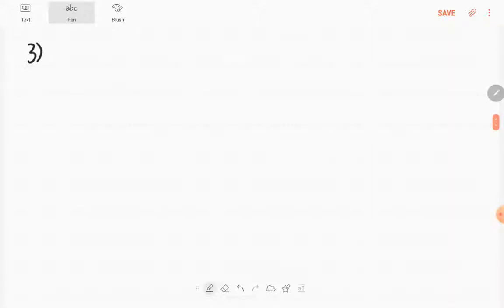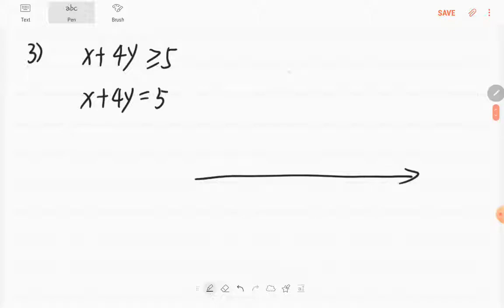Number 3. Graph the inequalities x plus 4y greater than or equal to 5. Okay, so here is the one way. So you can pick arbitrary 2 points to graph. So the first thing we need to graph this line, the boundary, equals 5. So we pick when y equals 0, plug in y equals 0, x equals 5, right? So 5, 0 is on the graph.